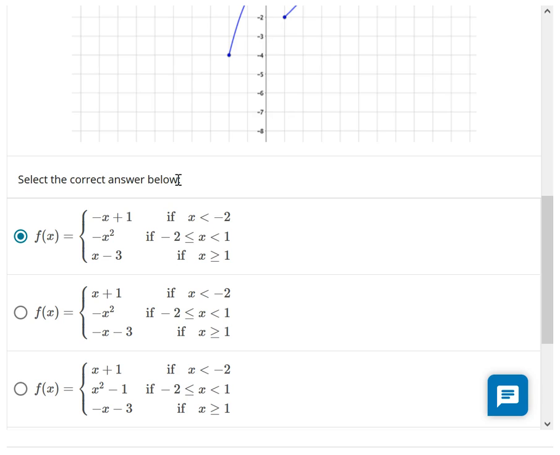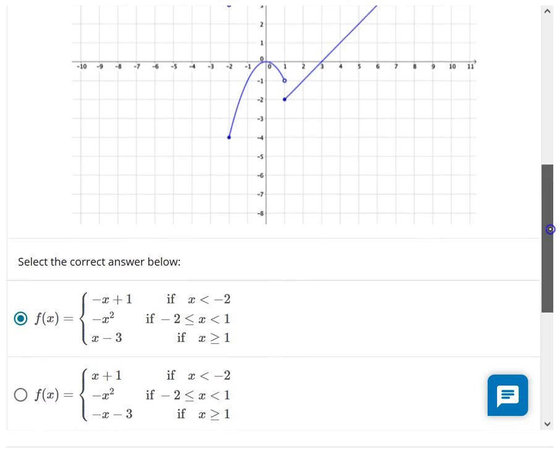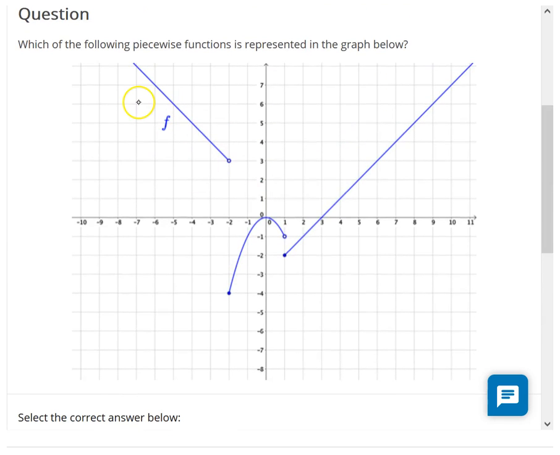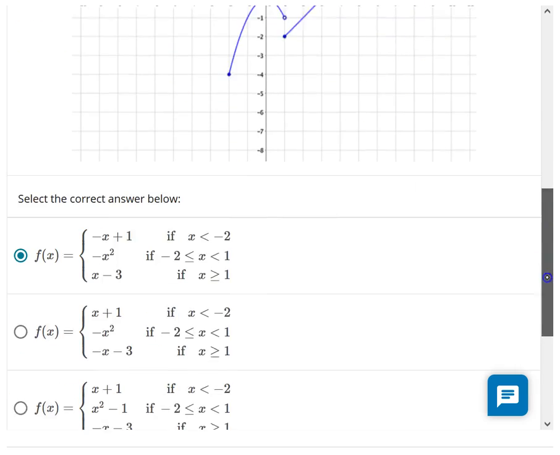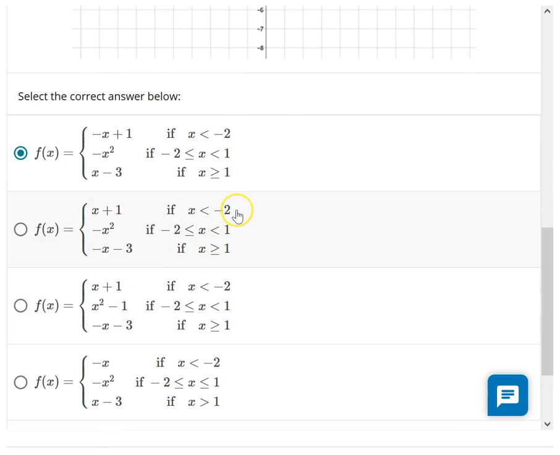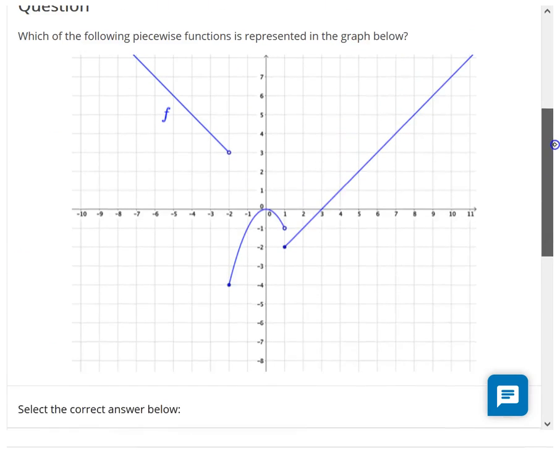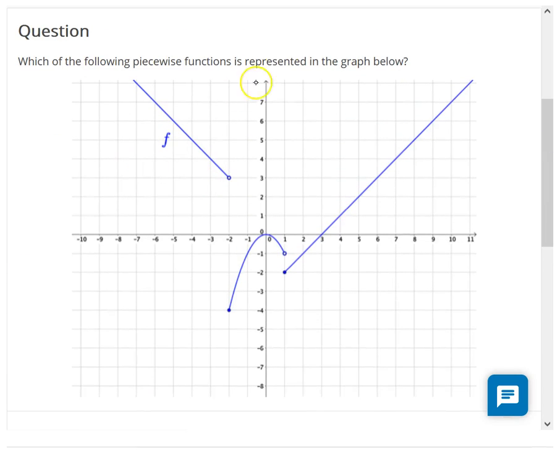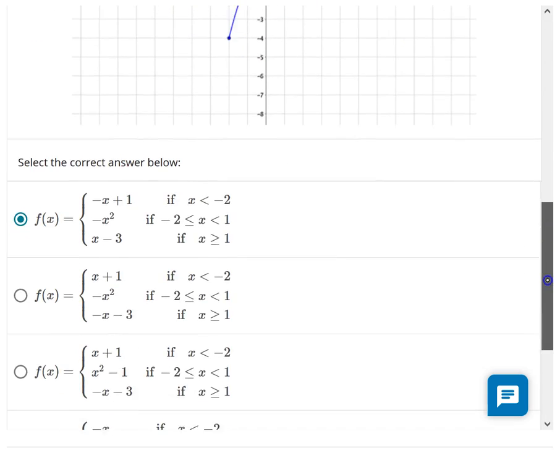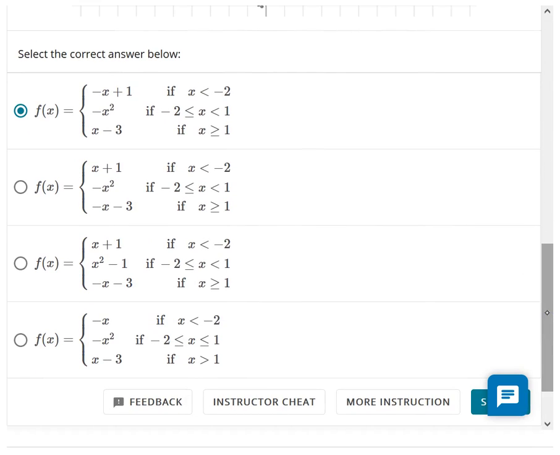Now, we know the left piece when x is less than negative 2 is not x plus 1. You know why? Because that means the slope is positive 1, and that would be rising. And we have a negative slope here. So we know that answer 2 is out. Answer 3 is out for the same reason. Look, another x plus 1. We don't have an x plus 1 because x plus 1 would look like it was rising from left to right, not falling from left to right. Okay, so that takes care of answer 2 and 3.